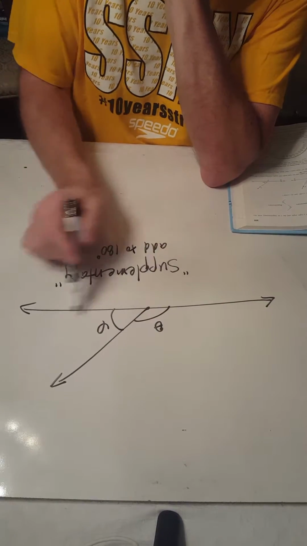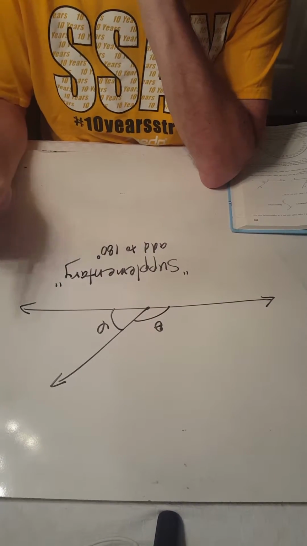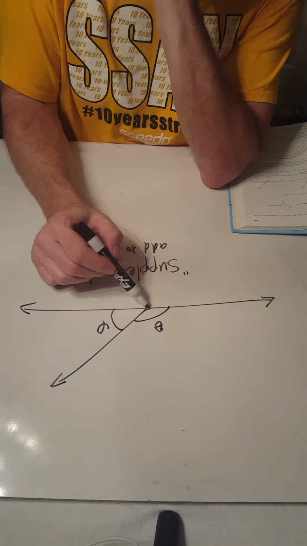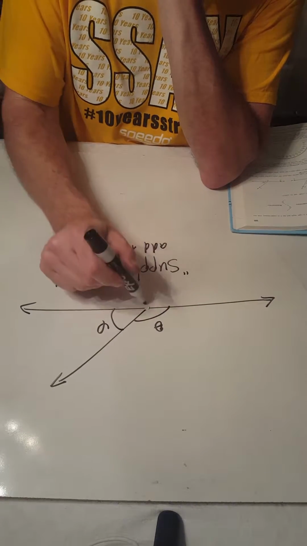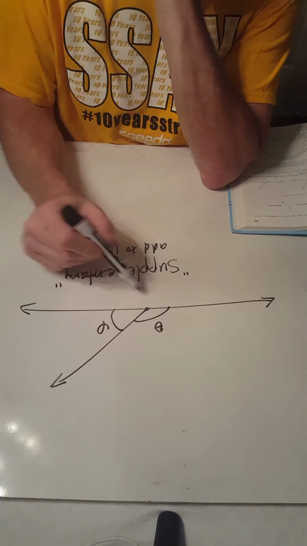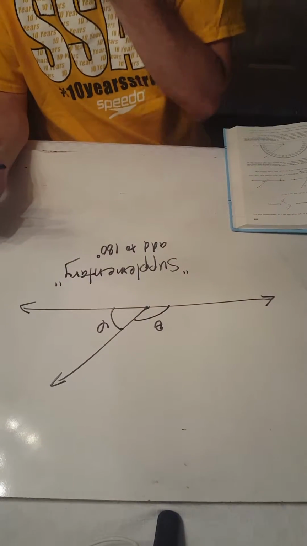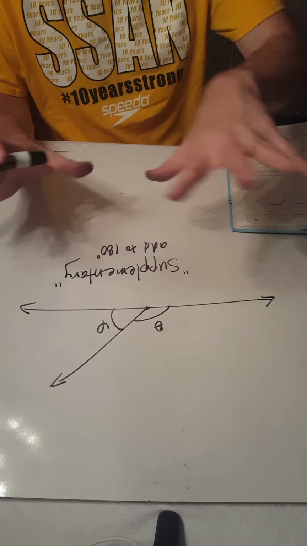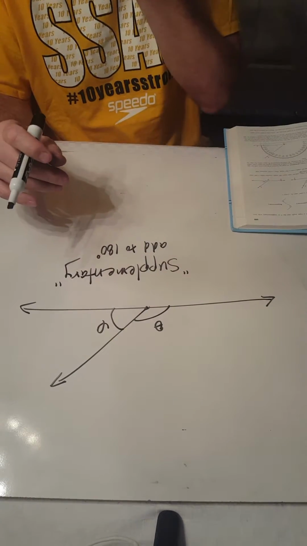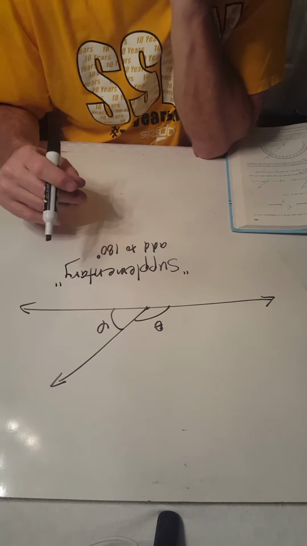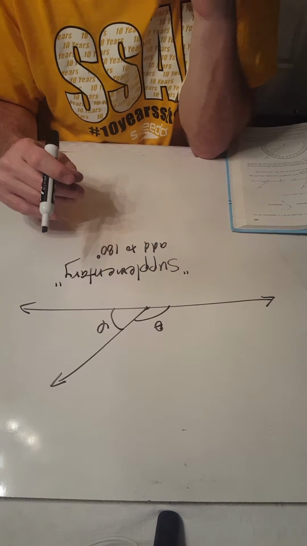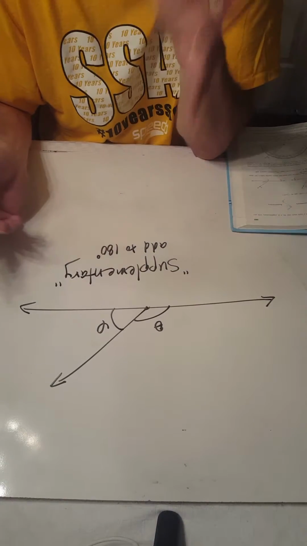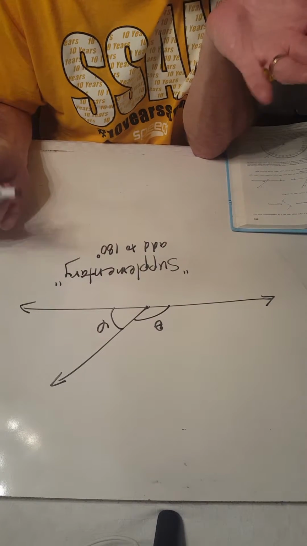That's supplementary. Okay? And these are adjacent angles because they share a vertex and they share a side, right? They share a ray right here and the vertex. All right? So complementary angles, supplementary angles, and adjacent angles. Now, two angles don't have to be adjacent to be complementary or supplementary. That's just an easy way of illustrating it.